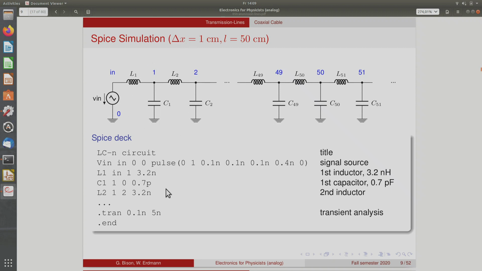And we calculated the inductance. So every inductor here is modeled by 3.2 nanohenry, and every capacitor is modeled by 0.7 picofarad. So this is the SPICE deck that was used to run the simulation. I think Georg introduced SPICE a little bit. Normally you use SPICE from the GUI, which is fine and works very nicely. But sometimes it's actually useful to write these SPICE decks yourself.